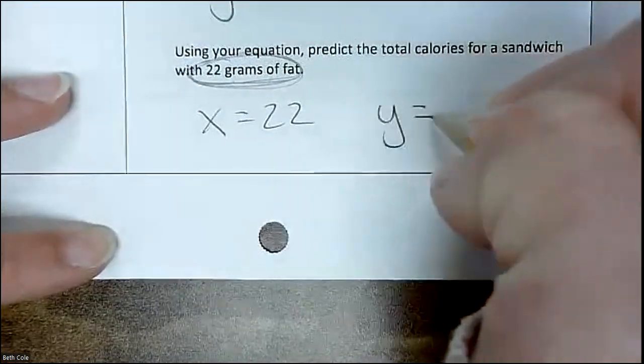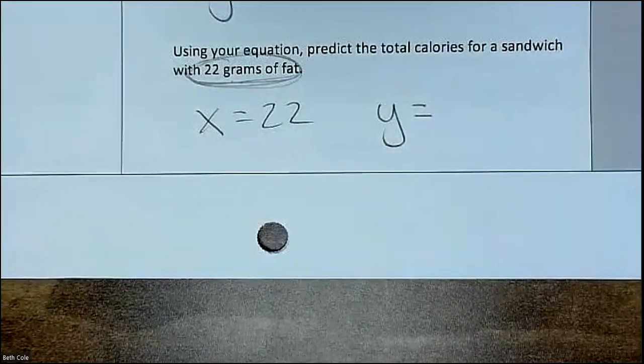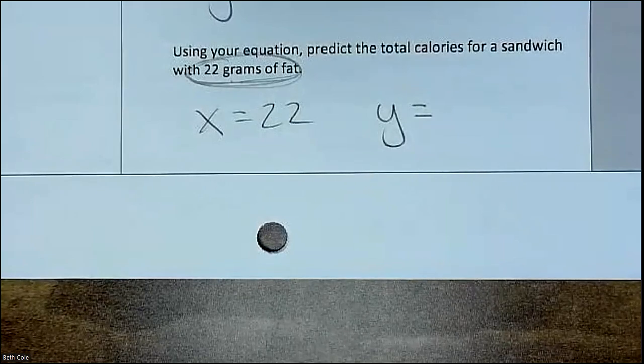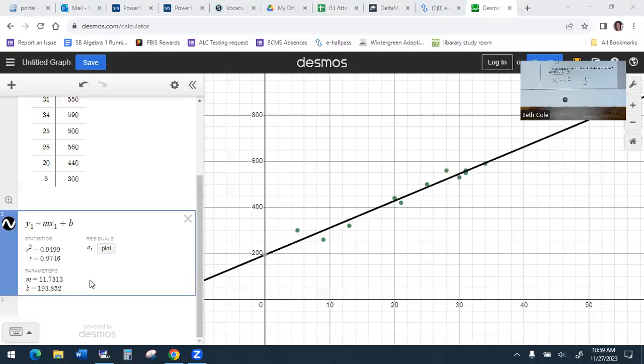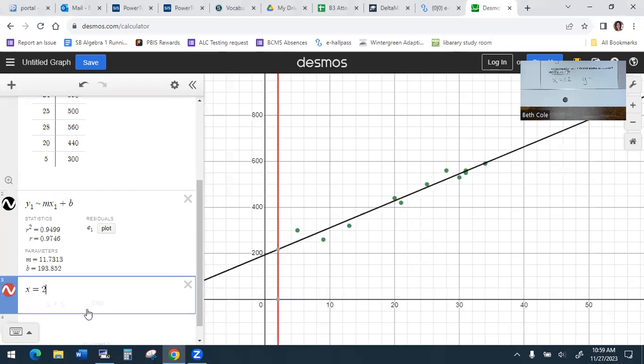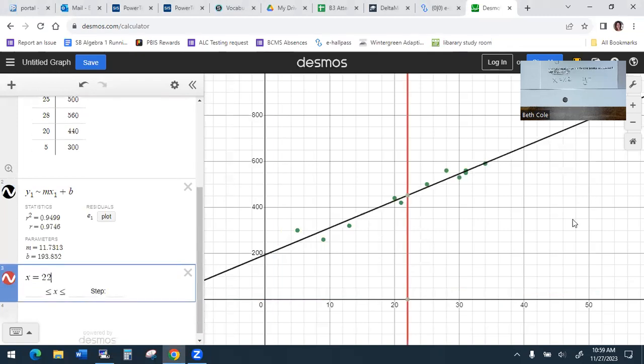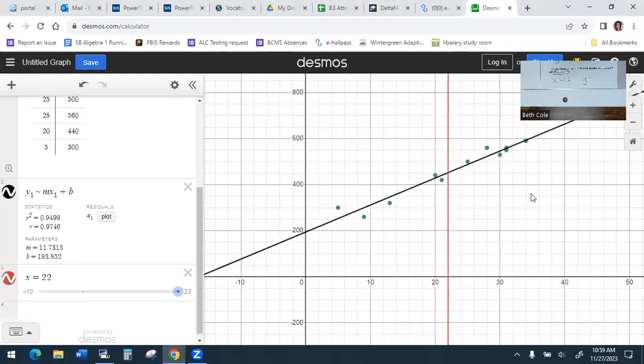All right. So I'm going to go back to the calculator. I'm going to type x equals 22. And then we're going to get the y value. So just look. I'm going to come down to the next box down, type x equals 22. Where do I click to get my answer? And sometimes you might need to move it to find the intersection. Can you guys see that?